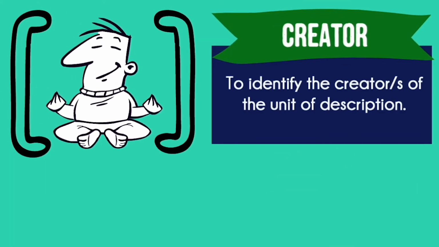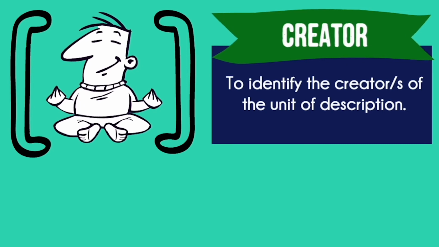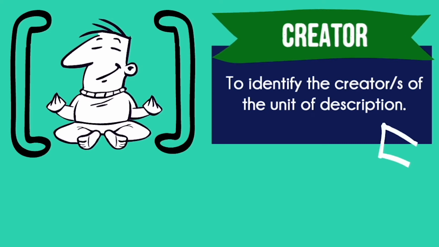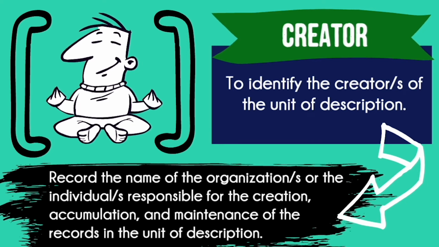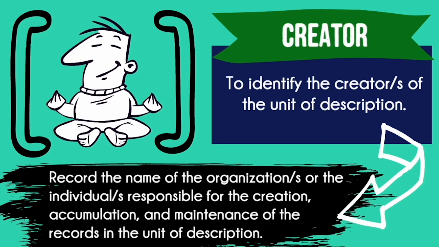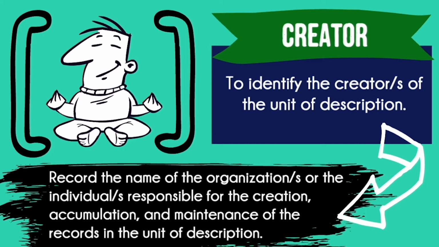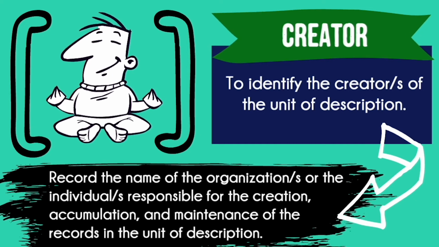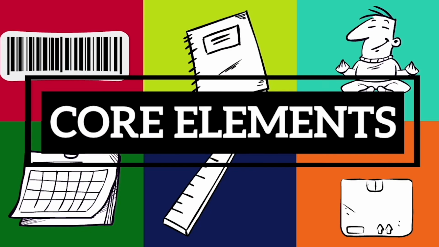The next core element is the creator. In here, the purpose is to identify the creator or creators of the unit of description. The archivist must record the name of the organization or the individual who are responsible for the creation, accumulation, and maintenance of the records in the unit of description. The name should be given in the standardized form as prescribed by the international or national conventions in accordance with the principles of ISAAR.